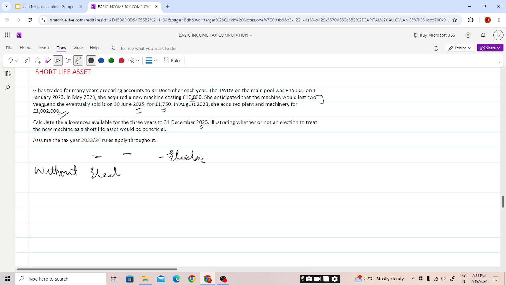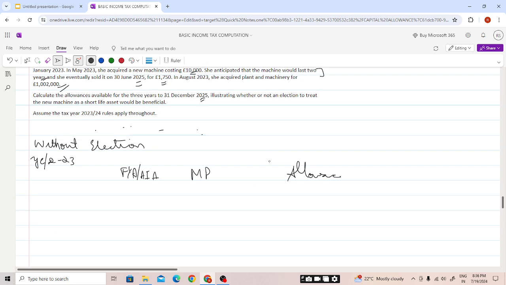Without election, year end December 23. So no election means we'll only have the main pool, FIA, AIA, main pool, and no other pool. Only a machine has been purchased. So directly we'll write the allowance column, students. No need of writing all the columns, as we have already done many questions with the format.